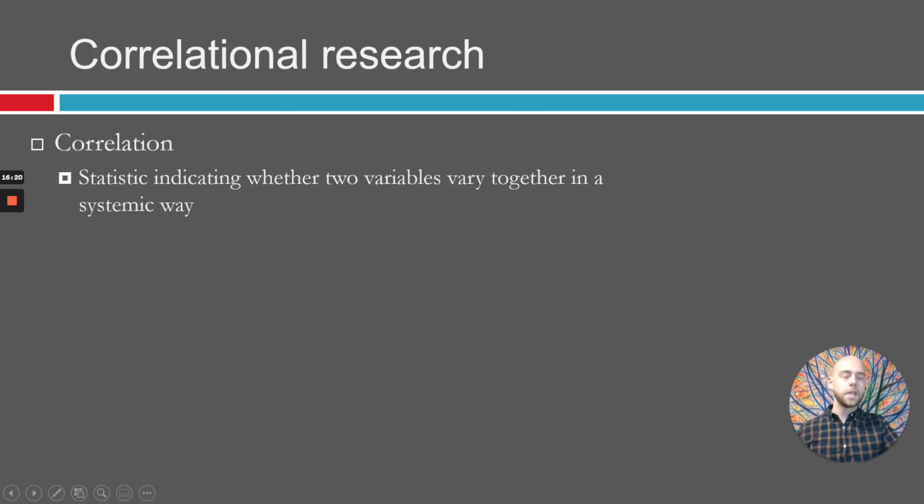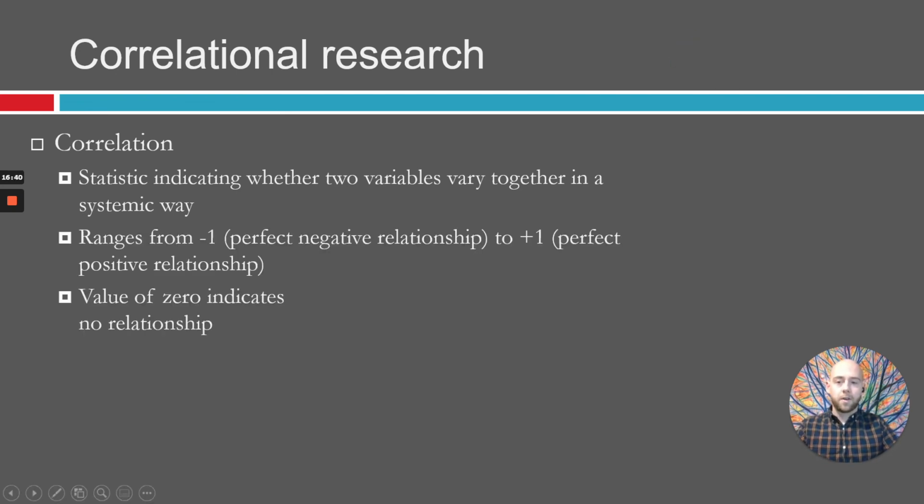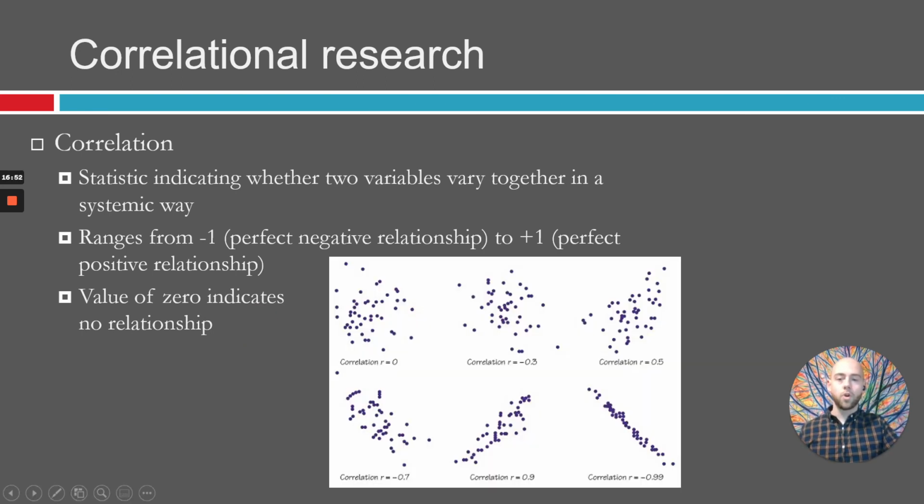One really important type of statistical test is called the correlation, that you've certainly heard of. You probably use the word correlation once in a while in your everyday speech, but maybe you don't use it in the way that a scientist might use it. A correlation is a statistic that indicates whether two variables vary together in a systematic way. Correlations go from -1, a perfect negative relationship, to +1, a perfect positive relationship. And if you have a correlation of 0, that means there's no relationship.